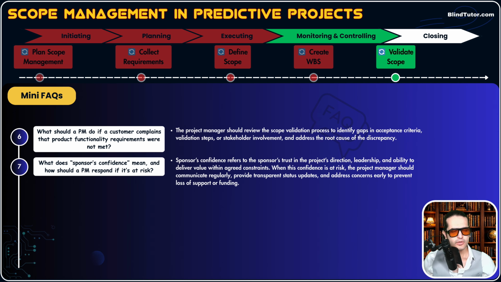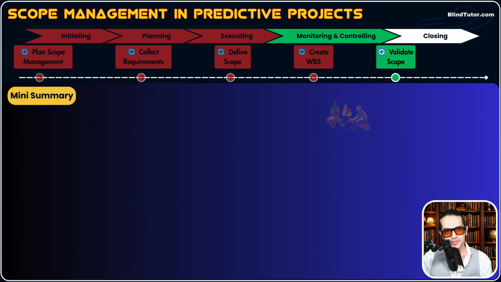Awesome. We've learned lots of things, and I think you deserve a mini summary, so let's get it done. Look up there, guys: scope management in predictive projects. What phase? Monitoring and controlling. What process? Validate the scope. What section? Mini summary. So let's get it done under 4 or 5 minutes.